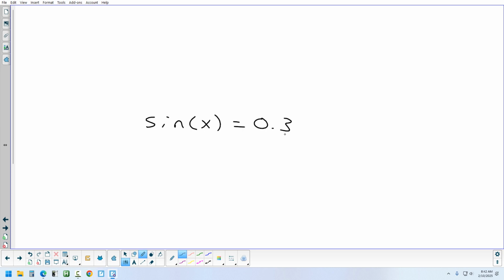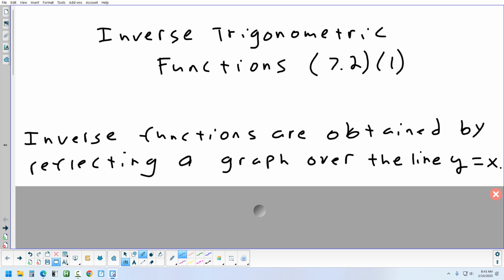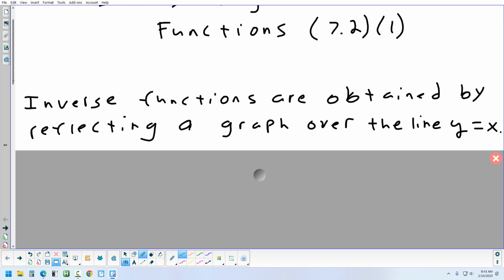And we talked about how we solve that by taking the inverse sine of what's on each side. Today, that's not as much the focus. Really, we're going to focus more on domain, range, and what they look like. All right. So first, let's talk a little bit about what an inverse is in general.